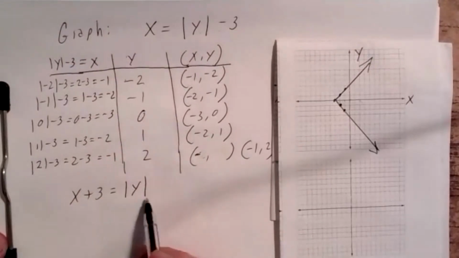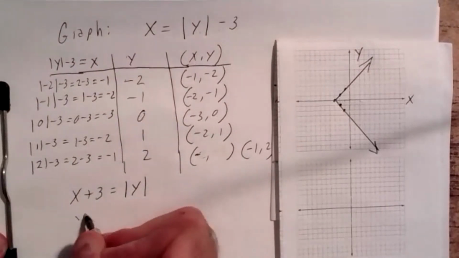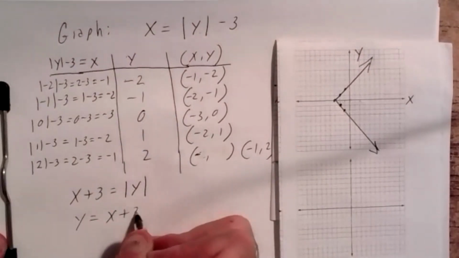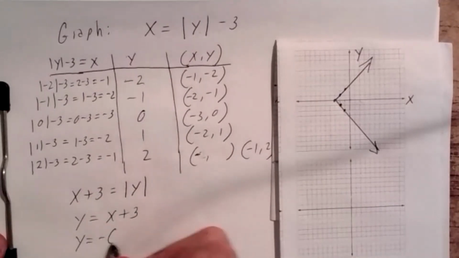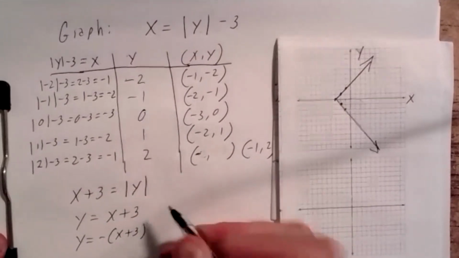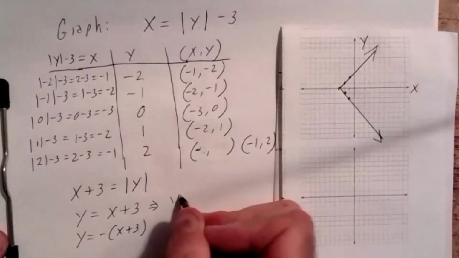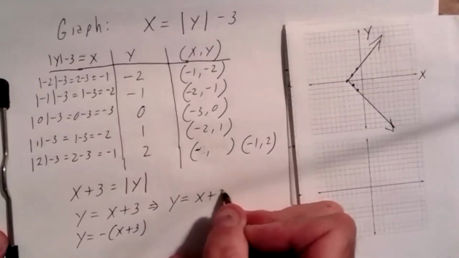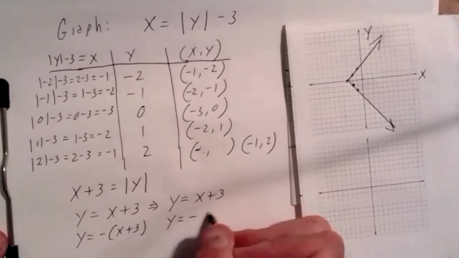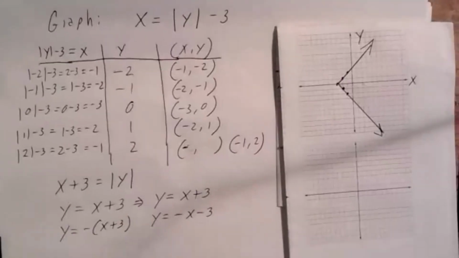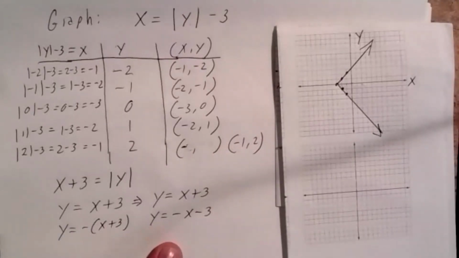And then you would get rid of your absolute value symbols and say that y is either equal to positive x plus 3 or y is equal to what? Negative x plus 3. So we get 2 equations to graph in our calculator: y equals x plus 3, or y equals negative x minus 3. Then you could graph both of these equations and you would have the graph of x equals the absolute value of y minus 3. So let's see if we can graph both those equations on the calculator.